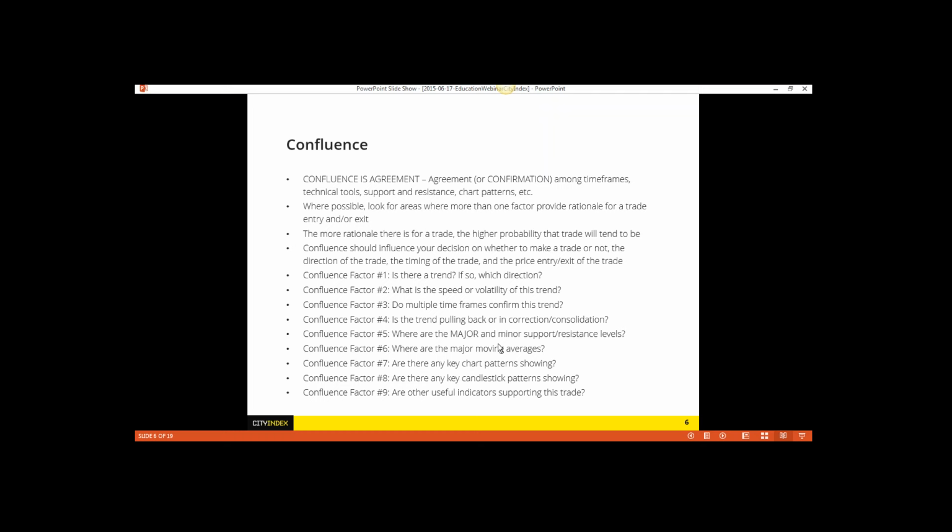So basically, that's what it is. We're looking at all these types of things. We're looking at the different time frames. We're looking at the different technical tools, including moving averages and support resistance, trend lines, chart patterns, candlestick patterns, and indicators, and all of that to inform our trades.